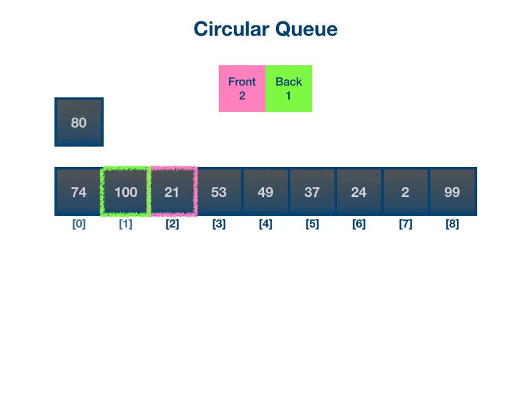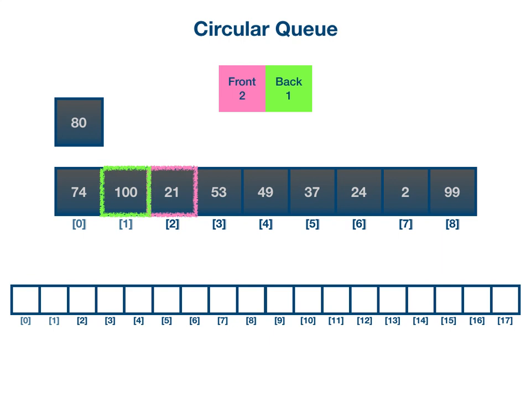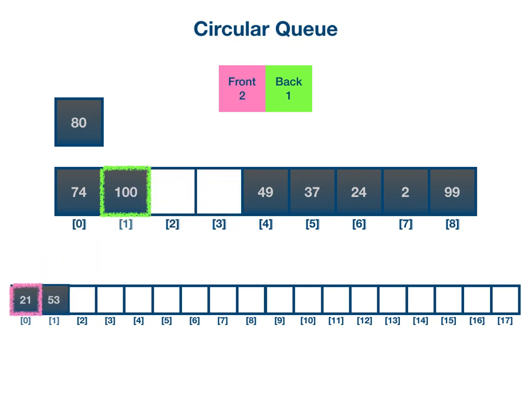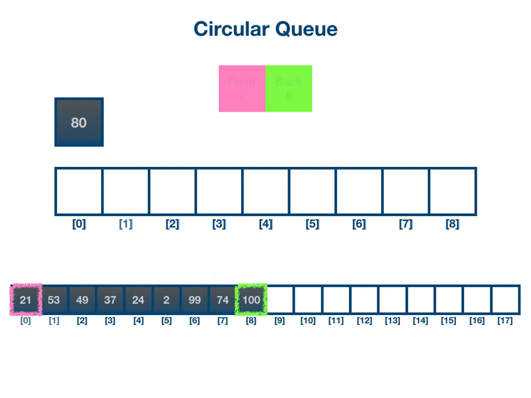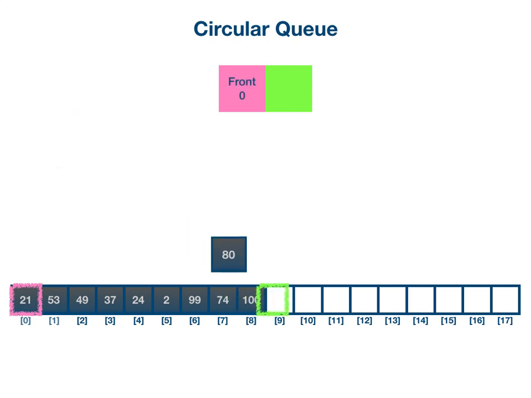Now, the next time I try to add a value, we have to expand because there are no more empty slots available. Only in this situation do we allocate a new array double the size of the original. Then we copy all the values from the original array to the new array, starting at the front index. So we're not going to start at index 0, we're going to start at index 2 and copy all the values after it, including the wraparound. After all of these values have been added, only then do we add the next value 80 at the end of the array.